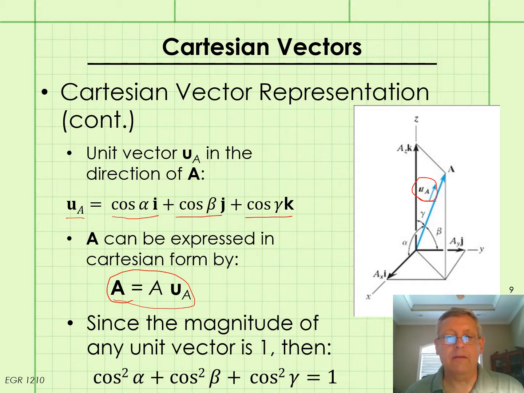One other thing, since the magnitude of any unit vector is 1, then we can write this equation where the cosine of alpha squared plus the cosine of beta squared plus the cosine of gamma squared equals 1. And this again is related to the Pythagorean theorem. So this allows us to calculate an unknown angle. If we know two of the angles associated with the vector or two of the direction cosines associated with the vector, we can calculate the third using this equation.